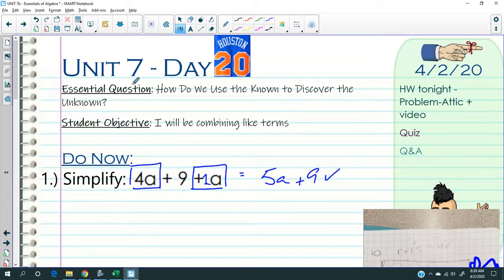Okay, so Unit 7, Day 20, homework tonight's the same place. Video, quiz is tomorrow. 10 questions. I just did the quiz yesterday. I think it's 3 or 4 one-step equation questions from last week, and then the rest of them are combining like terms.